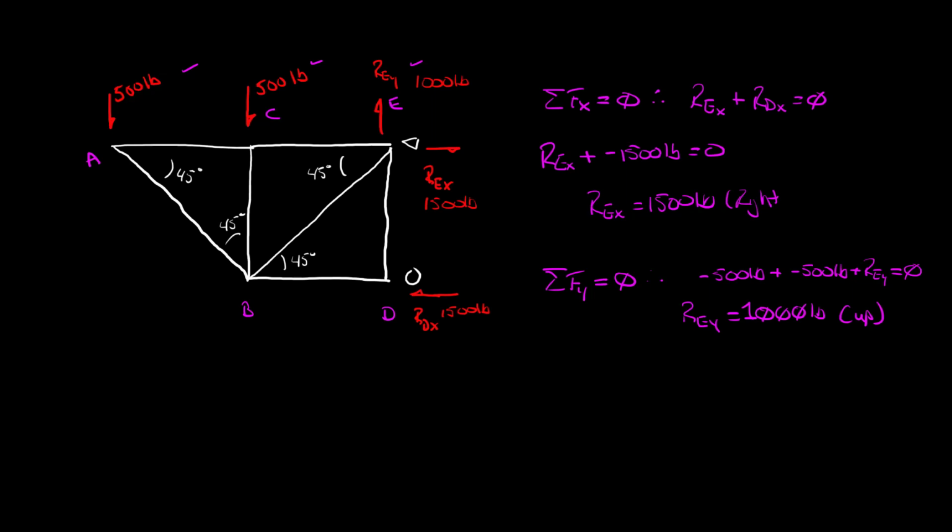And what we've done is we've just solved for our external moments equal to 0, found RDX, solved for the summation of the forces in the x and the y direction, and now solved for REX and REY. So we've solved all of our external forces, and we'll move on to the nodes next. That's it.